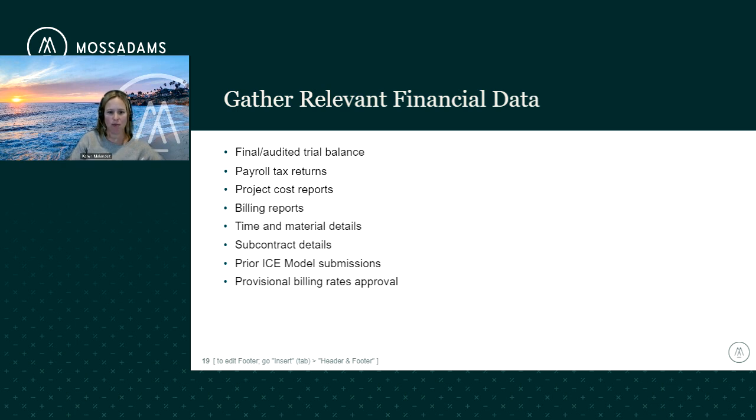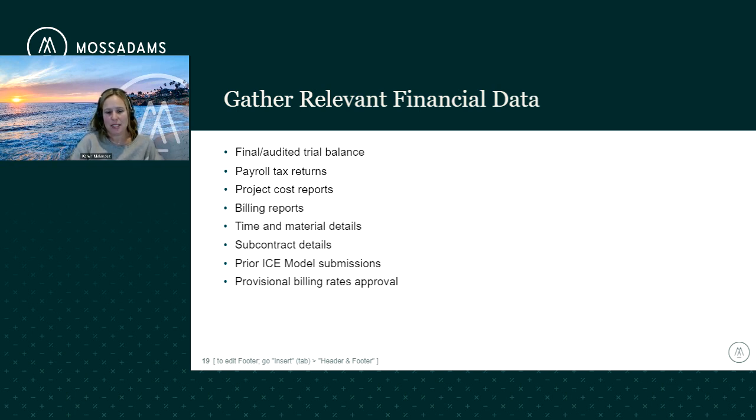What's also helpful is to see any prior ICE model submissions. That way you can make sure there's some consistency year to year. It's good to see if something was reported as a contract that was closed out in a prior year, so that you're not also going to report it this year. You really just want to make sure that you're consistent. You'll need to pull some cumulative numbers from the prior year ICE model into the current year, so it's always nice to use that as a starting point.